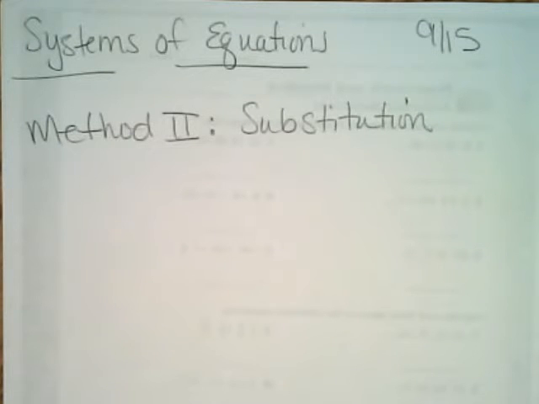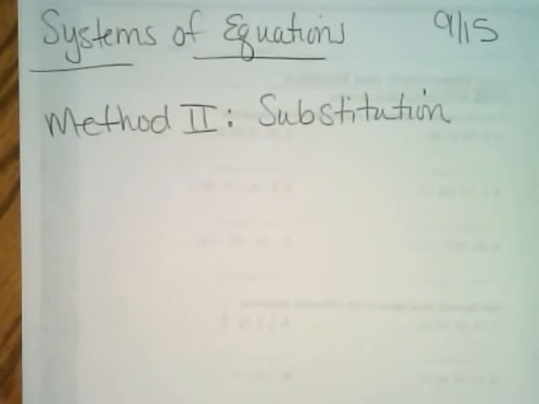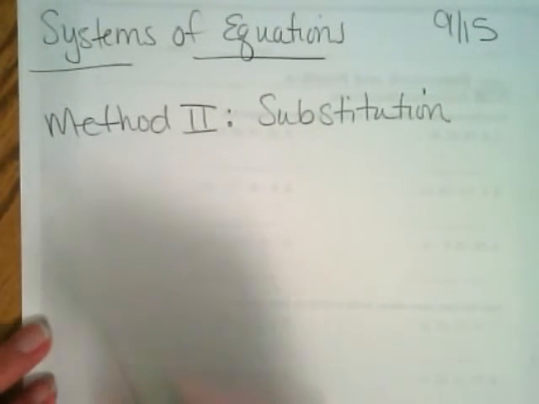Now, a lot of times when you're graphing, you may not be able to find that exact point. You'll see that they intersect, but it may be at a fraction, which, as you know, you can only estimate. So our second method that we're going to use is called substitution. And it is just kind of like what you're used to doing. You're substituting a value in for something else.